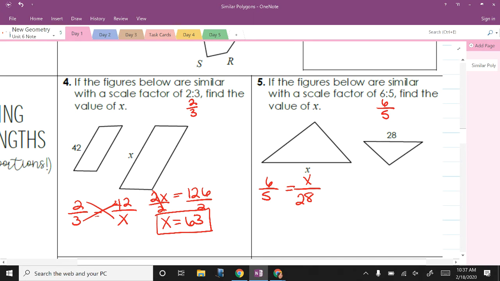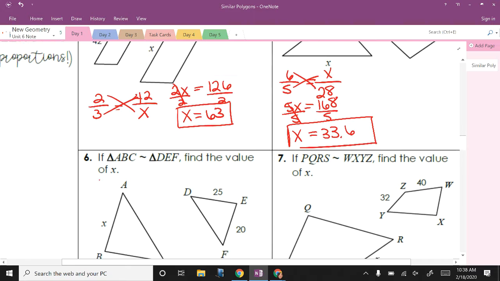Cross multiply with me. 5 times x is 5x. What's 6 times 28? 168. And we're going to have a decimal. That's okay. Divide by 5 on both sides. And x is approximately, or is it exactly? It's exactly 33.6, right? So you just set it up and solve the proportion. Use your scale factor. Any questions on those two?